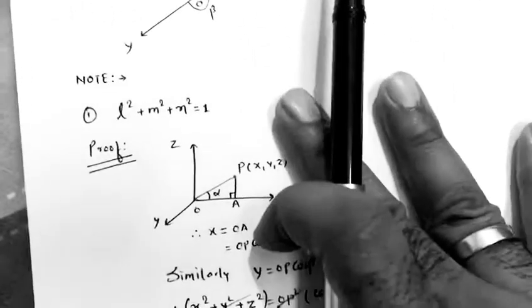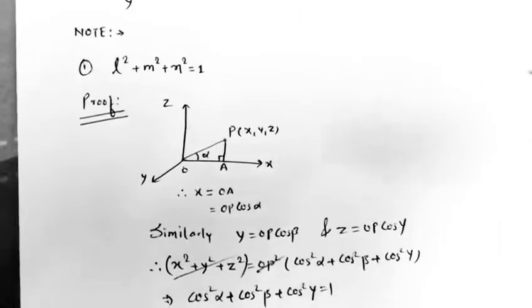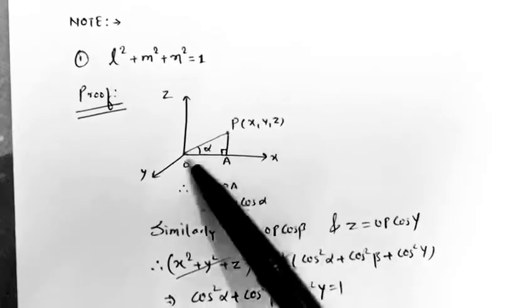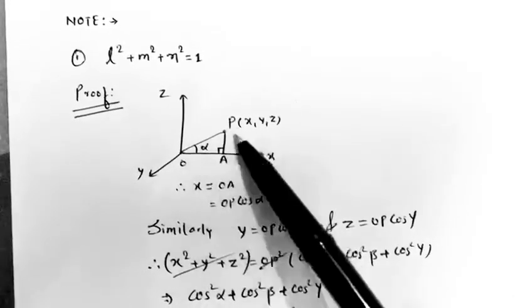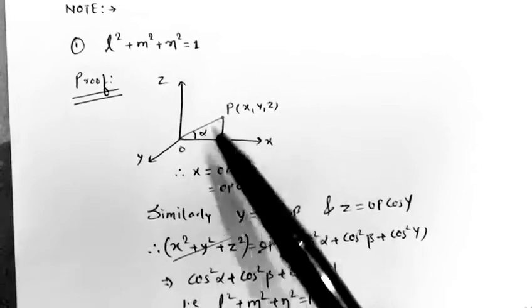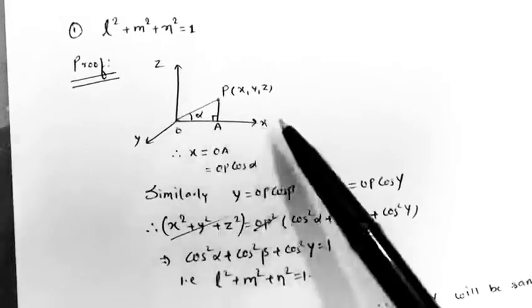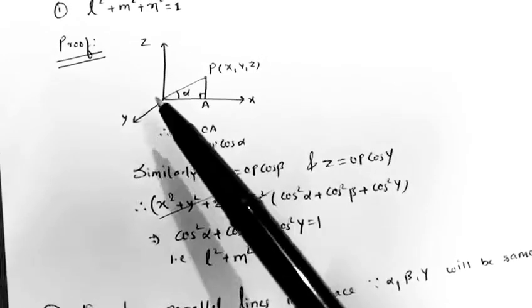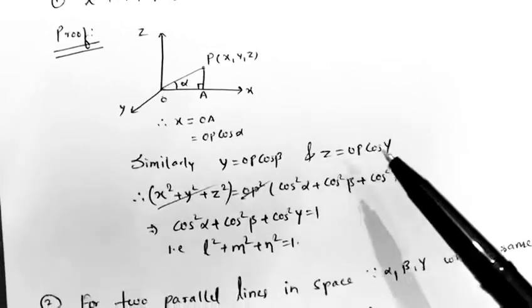Now we have two very important results about direction cosines of a line. First, the sum of the squares of the direction cosines of any line is always 1, like I have proved here. Let's say the line has endpoints at O and P. P is in space, with coordinates x, y and z. If we drop the perpendicular, this will be x, and x can be written as OP cos alpha. Similarly, for the y-axis, we will get y equals OP cos beta, and for the z-axis, we will get z equals OP cos gamma.